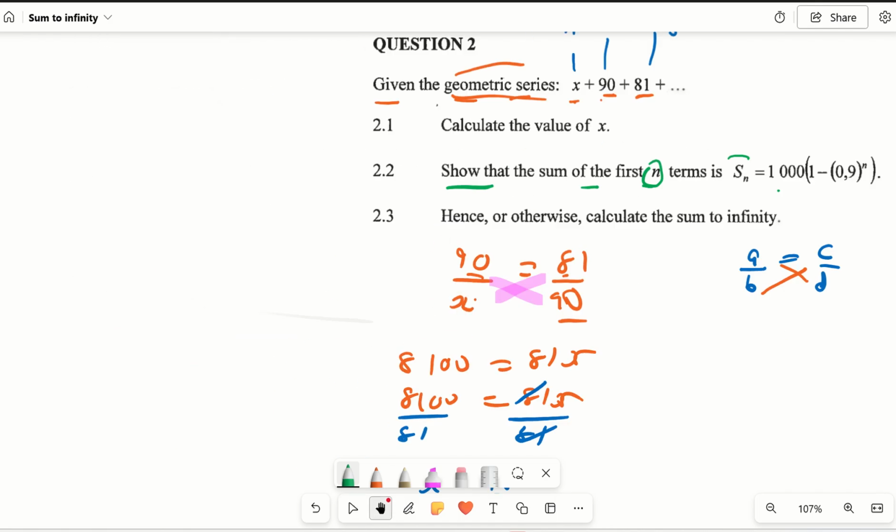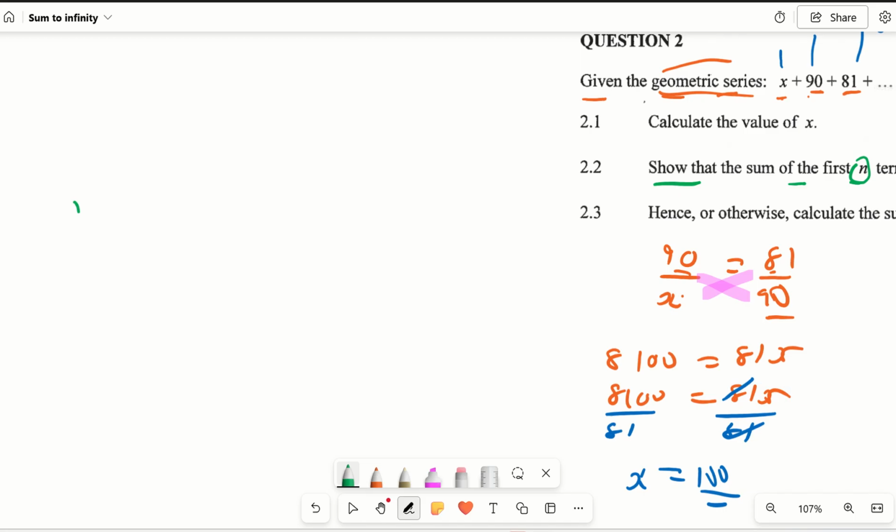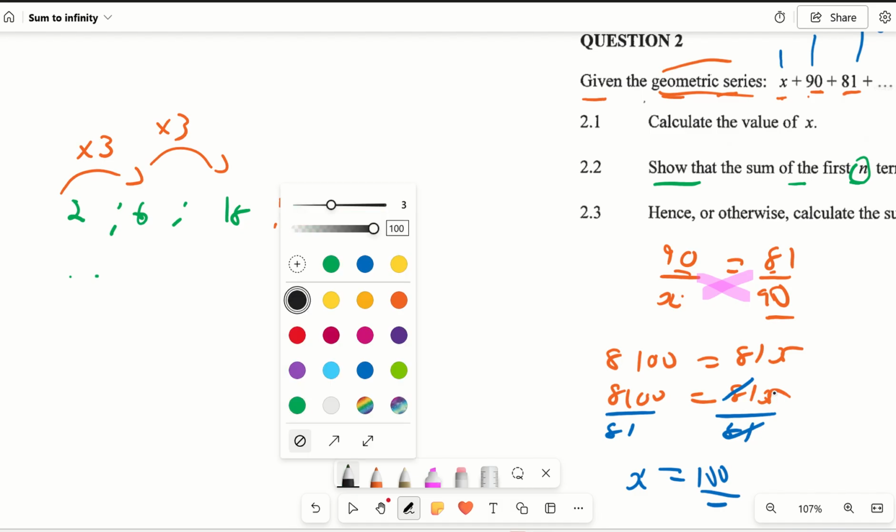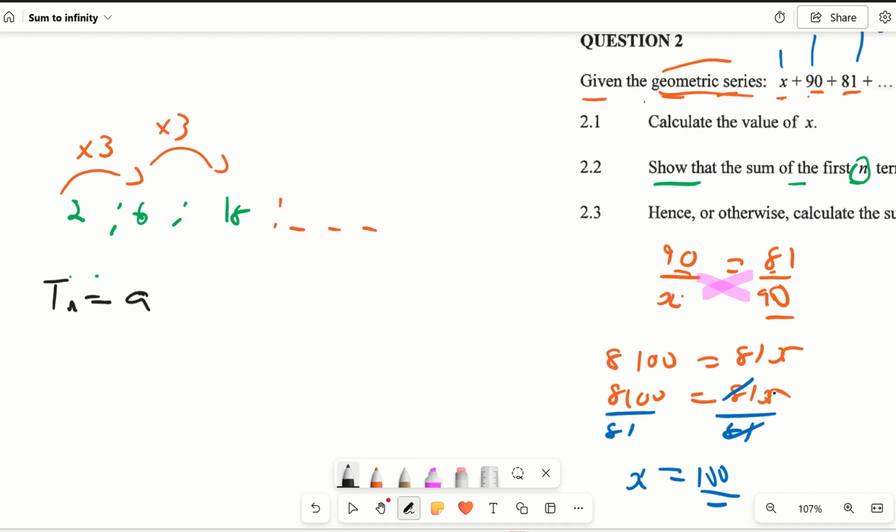You remember under your geometric sequence, just an example: this is a geometric sequence in which we multiply by 3 to get the next number. When they say find Tn, the general term or the nth term, you'd go Tn equals A R to the power n minus 1, where A is the 2 and R is the 3. This would be your Tn, the general term, the nth term.